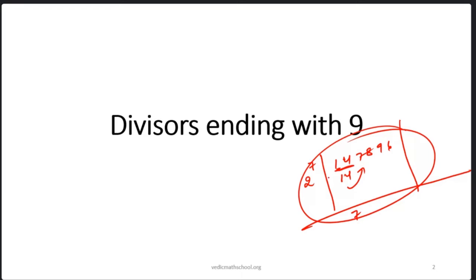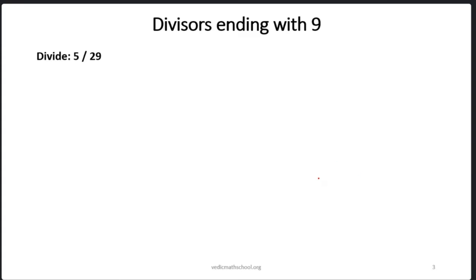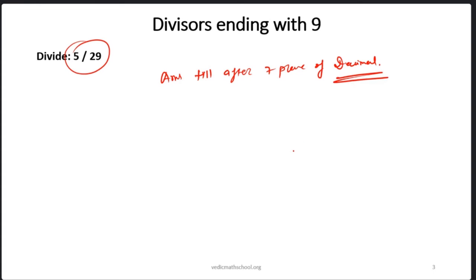Now we are going to deal with the kind of number where you will find it difficult to get the decimal point, like the division 5 upon 29. If I ask you to tell me the answer till the 7th place of decimal, can you tell me the answer, everyone? 5 upon 29. You have to divide 5 with 29 and calculate the value till 7 digits after the decimal.